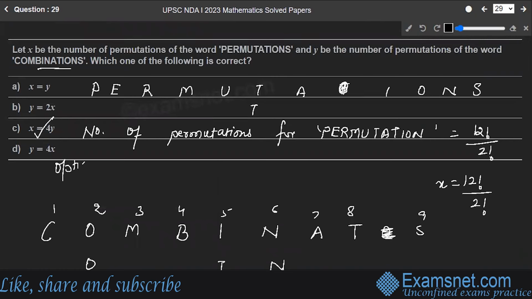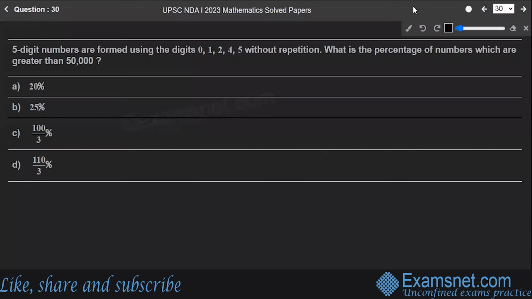Option C is the correct answer. Hope you got this. Let's move to the next question. Question number 30. 5-digit numbers are formed using the digits 0, 1, 2, 4, 5 without repetition. What is the percentage of numbers which are greater than 50,000?